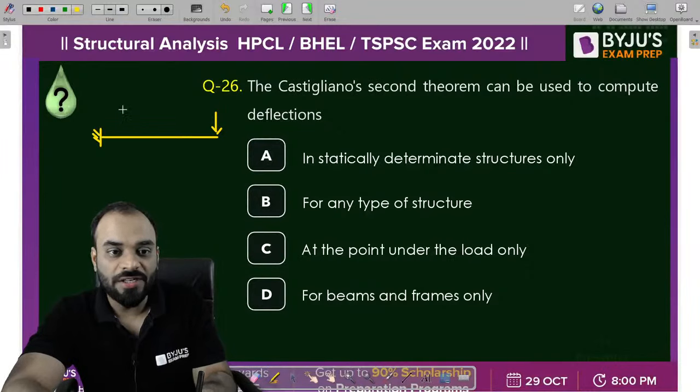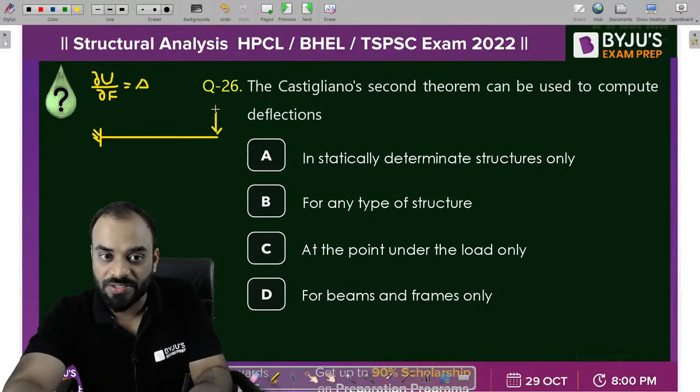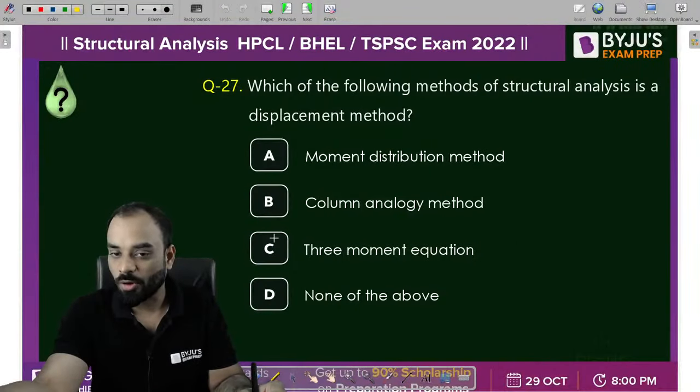Yes, you know that guys, if you have calculated the strain energy, then the total strain energy first you have to calculate, then take the derivative with respect to the force, then you will get the deflection in the direction of force itself, right? So that's why at the point under the load only, that means C is the correct answer for the problem.